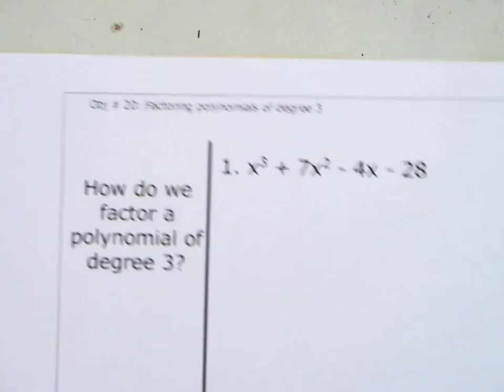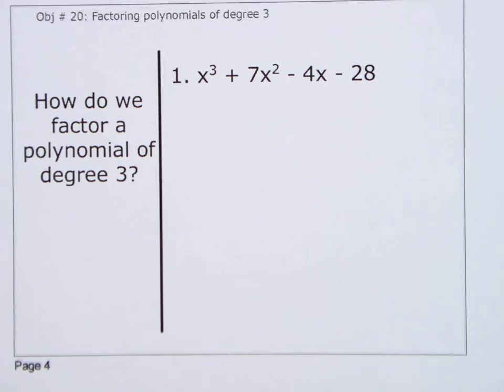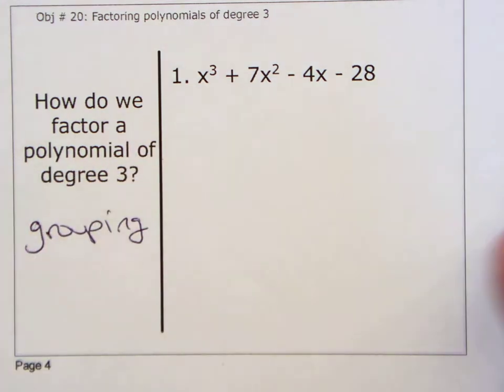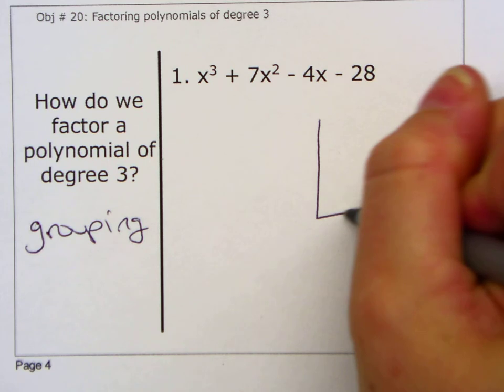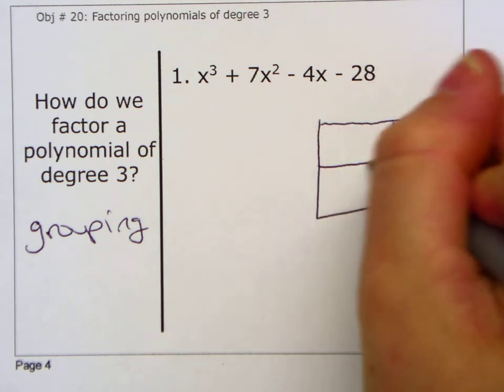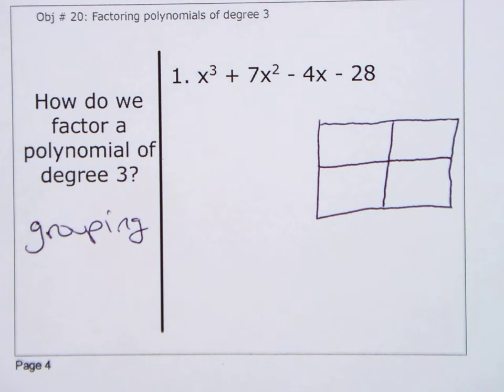All right, so here's the problem. How do you factor a polynomial of degree 3? All right, so this method is actually called grouping. What we're going to do is take these 1, 2, 3, 4 terms and put them in a 2 by 2 box. So I'm going to draw a box like that, a 2 by 2 box. I'm going to put those 4 terms in there.